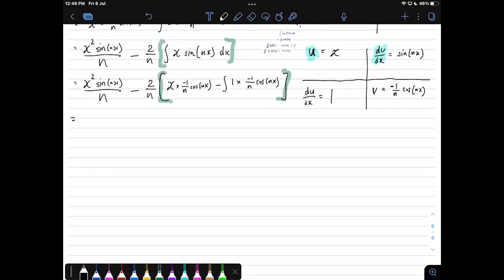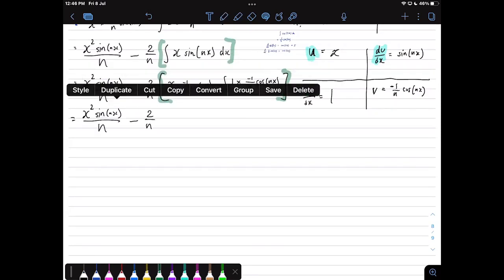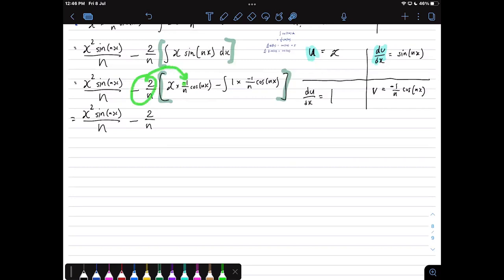Then let's clean up. Everything else at the front stays the same, but now you got negative 2 over n multiplied in. Negative 2 over n times this guy, negative 1 over n, you get positive 1 over n square, right? Are you clear on how I got n square? N times n gives you n square. Are you clear on how I got a positive here? Right, minus times minus gives you plus. Okay, then 2 times 1 is 2. That's obvious. Then x, don't forget the x cosine nx.